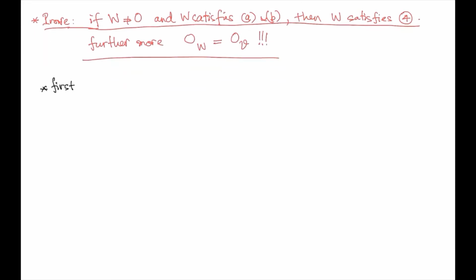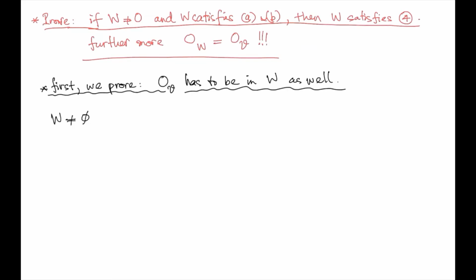First, I am going to prove that the zero vector in V has to be in W. Now, if you are only given a non-empty subset of V, there is nothing for sure that zero vector in V has to be in that non-empty subset. But because this non-empty subset is very special, it has the two properties A and B, right? So we can prove that. Because W is not an empty set, there must be an element, say W0, in W.